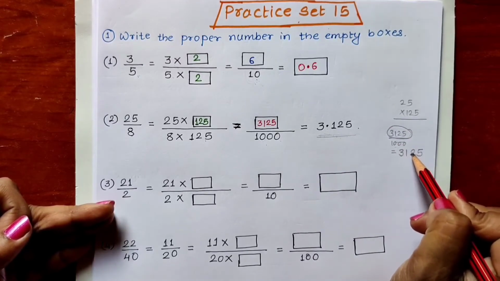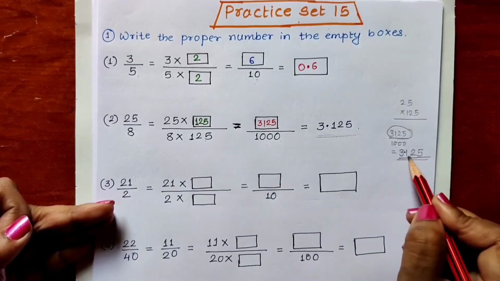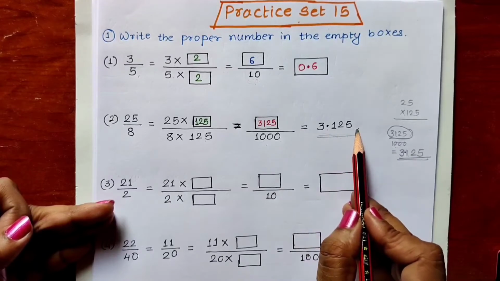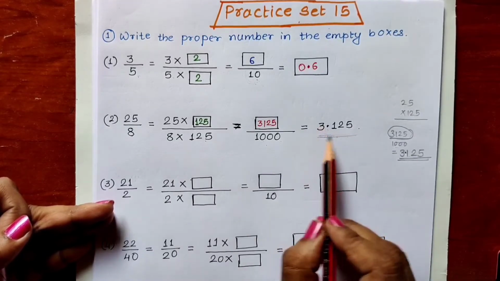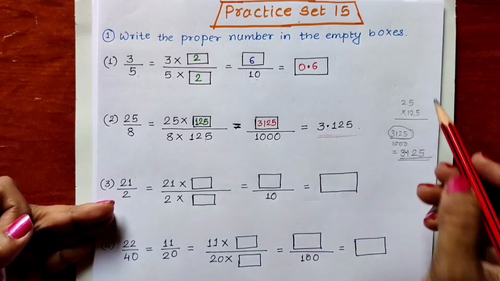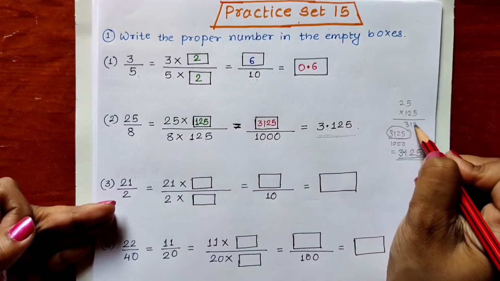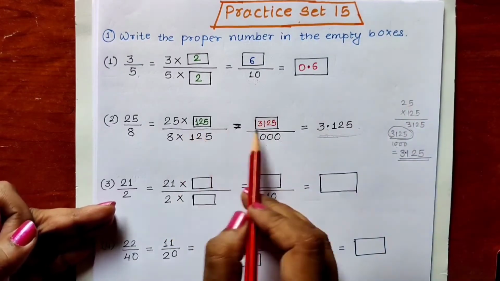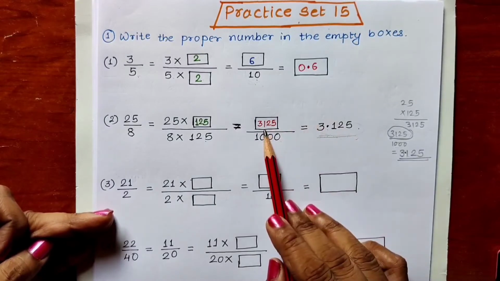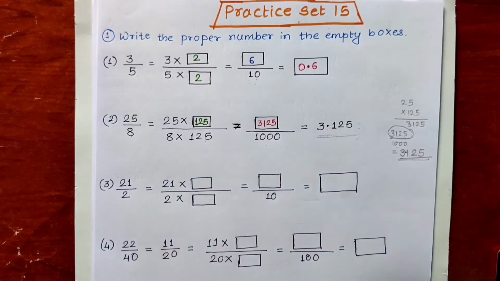So 1, 2, 3, and we have to put the point over here. So the answer is 3.125. Here it is given 3.125. So the answer is given to us. From this answer only you can directly write the answer 3125. And if you multiply 25 into 125, the answer will be 3125. If you want, you can multiply, or just by observing this answer you can directly write the number in the box. Okay, now let us go on to the next sum.